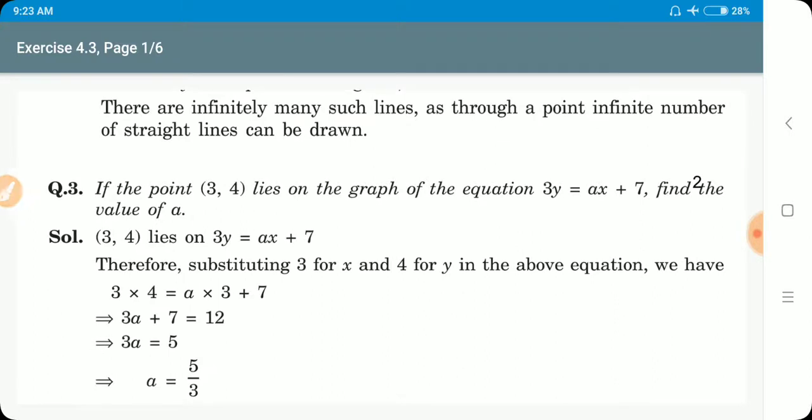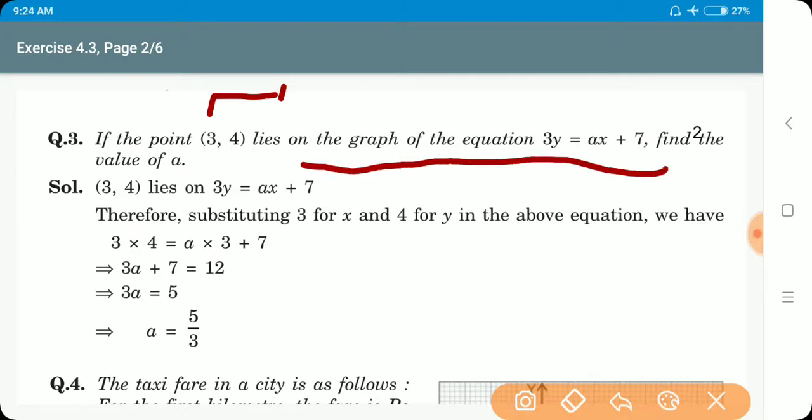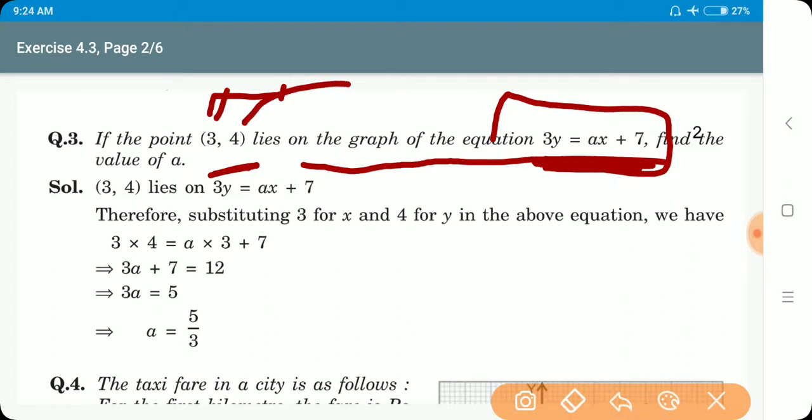The third sum says if the point 3, 4 lies on the graph of the equation, this is the equation, find the value of a. Very easy, because this point lies on this. So the value of x is 3 and the value of y is 4. So you can easily find out the value of a.